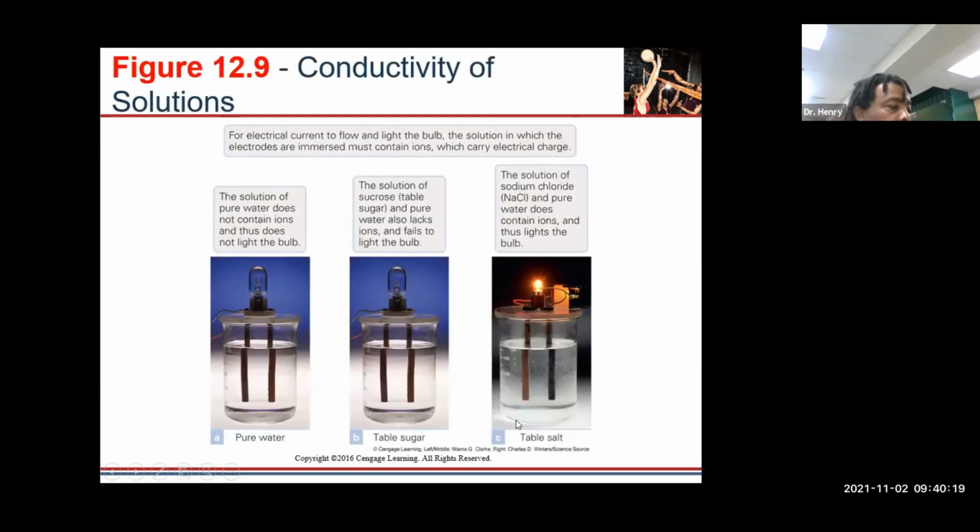Okay. So when we talk about conductivity, the ability to conduct electricity, solutions that are covalent don't conduct electricity, right? So water doesn't conduct electricity. So I should say water that doesn't have any ions in it doesn't conduct electricity. Sucrose, or table sugar, doesn't conduct electricity because it's covalently bonded. But table salt, when it's put in water, will form ions, and so it's able to conduct electricity.